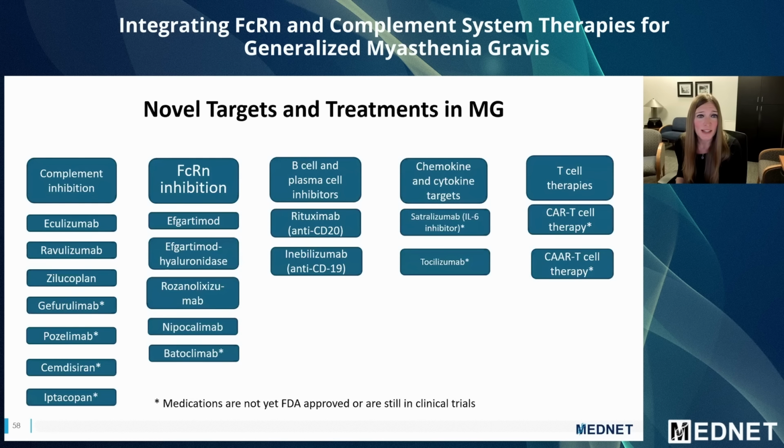So I put together this chart just to organize things. Primarily the ones with asterisks are the ones that are not yet FDA approved or still in clinical trials, some of which have had positive results and interim press releases that we can talk about.